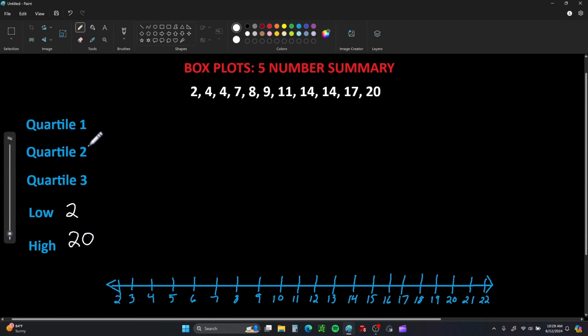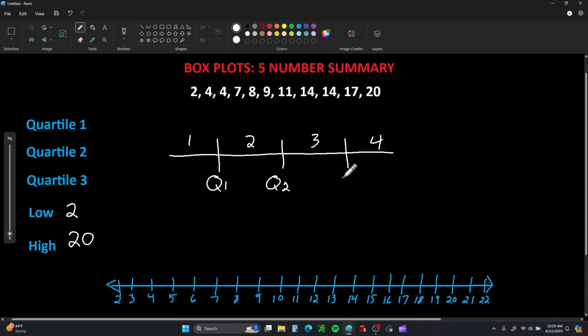Now, the quartiles, quarter means to split something into 4. We need 3 lines. So if I had a line here and I use 3 lines, that splits this line into 4 pieces, and we would call those quartile 1, quartile 2, and quartile 3. So splitting something into 4 pieces simply requires that we put 3 lines there. And we want to do the same thing to this number set here.